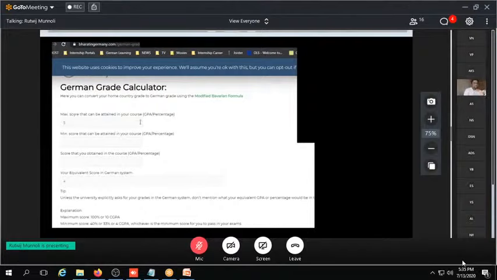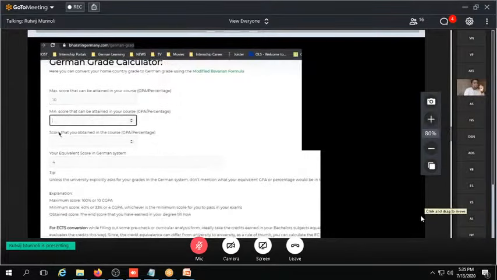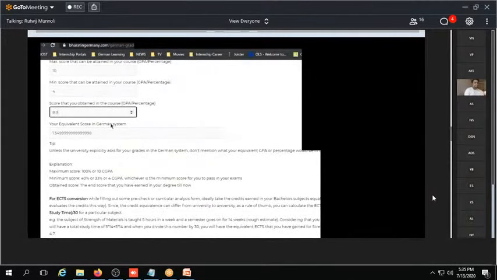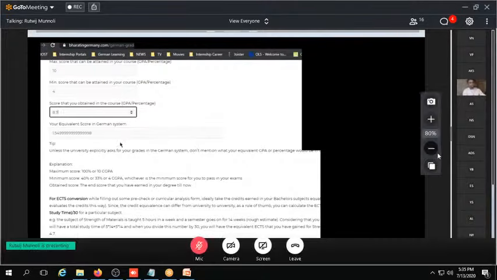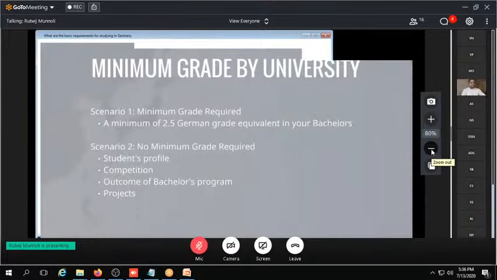Maximum score that can be attained in your course, during my bachelor's for our Solapur University, it's 10, right? And the minimum score that can be attained in your course was 4, right? And I have scored 8.9 CGPA during my bachelor's. So it's equivalent to 1.5 GPA. I have already told you that I got 1.5 GPA if you convert my CGPA into German grades. So these are some websites that you can take a look at, and accordingly you will see your GPA according to your CGPA.